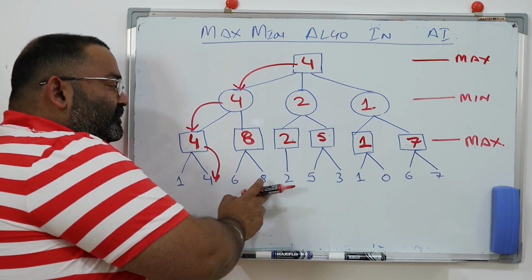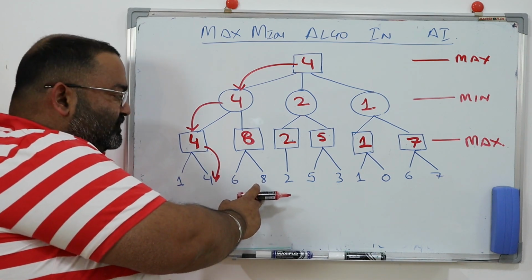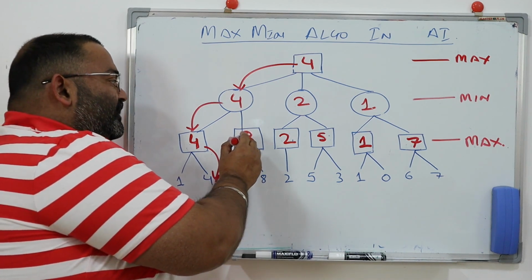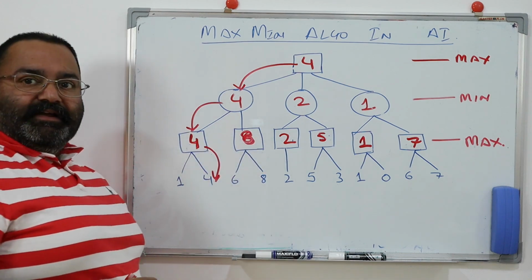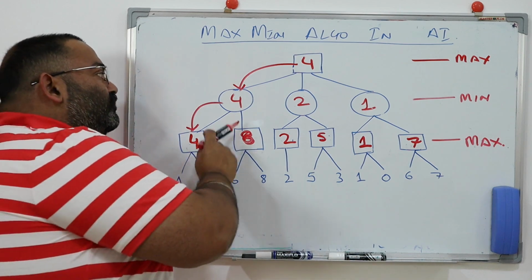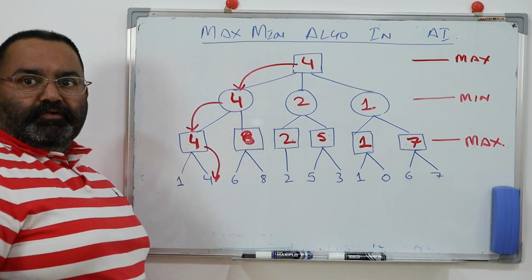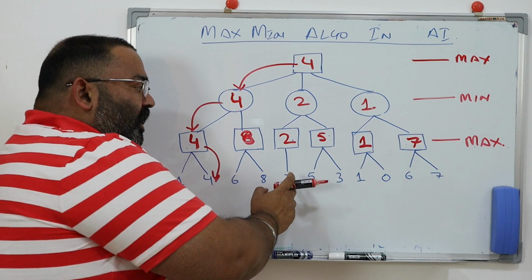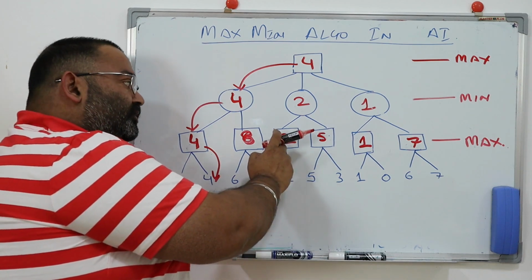And out of these two, 6 and 8, which is maximum? Maximum is 8. 8 comes here. Now out of 4 and 8, which is minimum? 4. So 4 comes here. Then again, here is only one value 2. So 2 will come here.